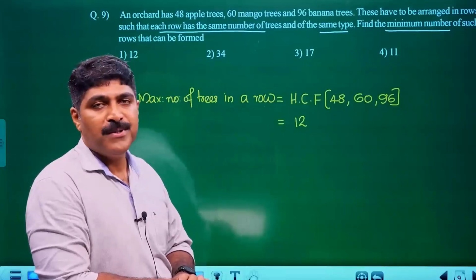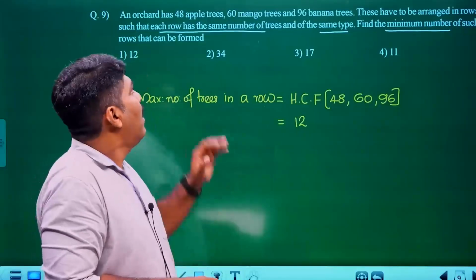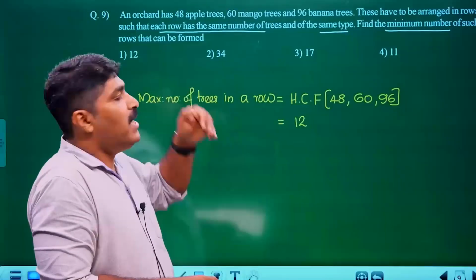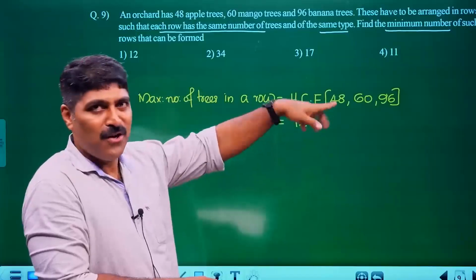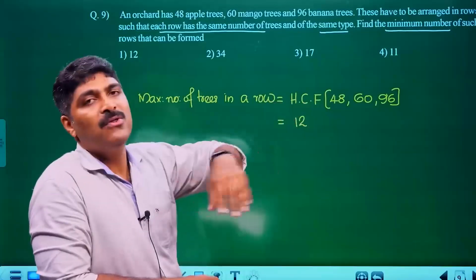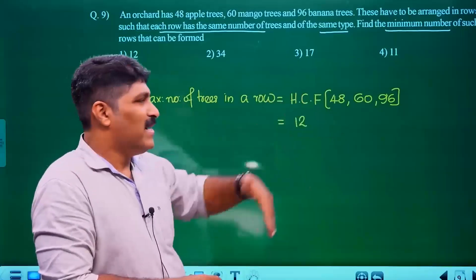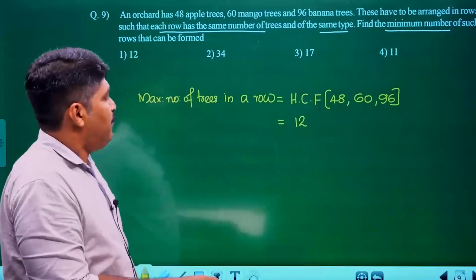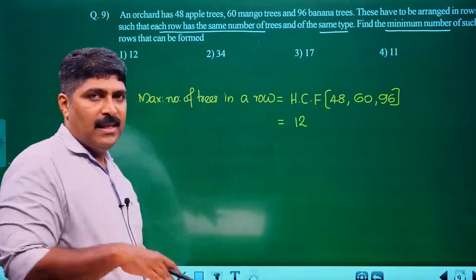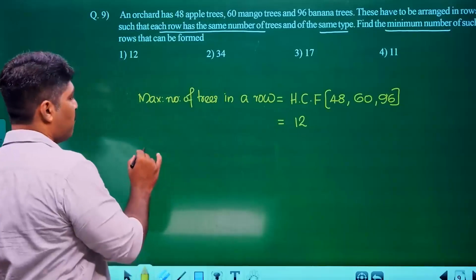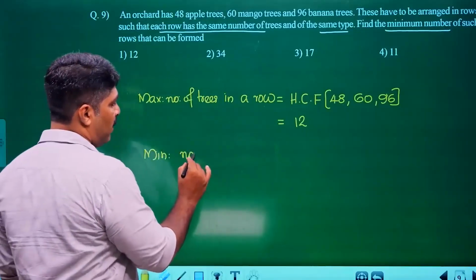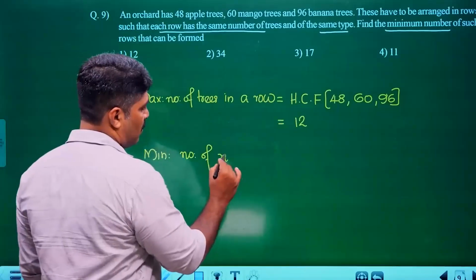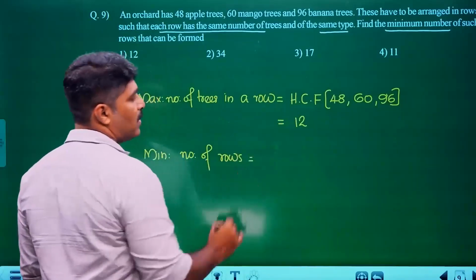So therefore it's possible to plant 12 apple trees each in 4 rows. Then that will be equal to 48. Total 48 apple trees will be covered through those 4 rows. So like that we can develop. Once we get this, we can find out the minimum number of rows. So the next one, minimum number of rows. How to do it?